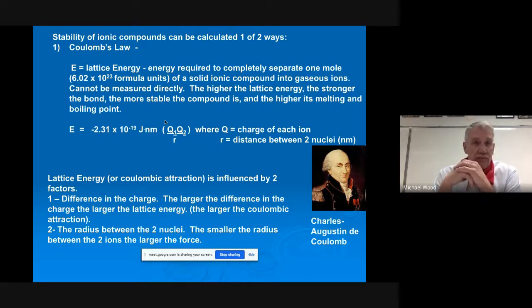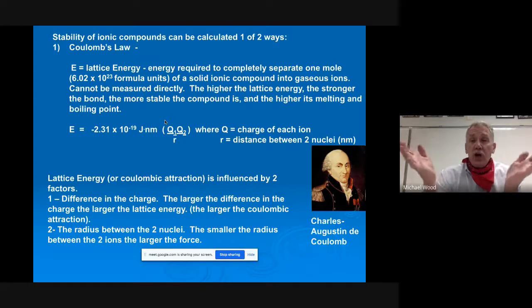I'm going to do an example, but if we've got one ionic compound where the charges are positive one, negative one, and another ionic compound that's positive two and negative one, there's a bigger difference between positive two and negative one than positive one, negative one. And I'm going to do some examples here in a second.